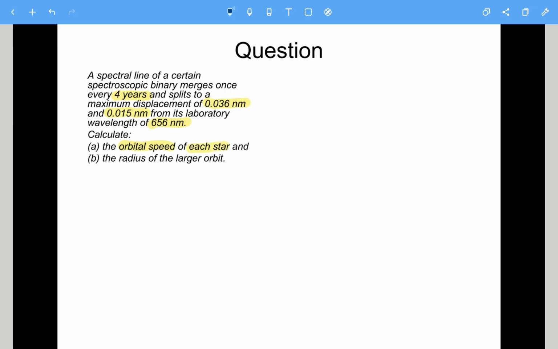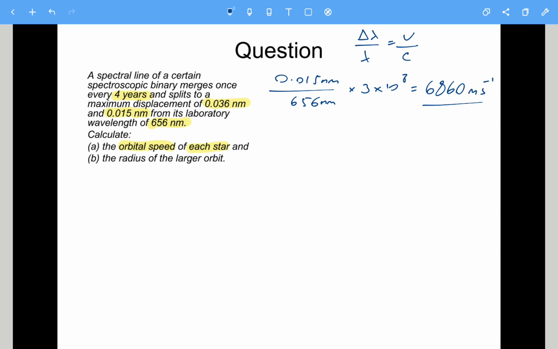So we're going to use the Doppler shift equations. We'll do the slower star first, so that's going to be the least amount of shifting. So 0.015 nanometers divided by the source wavelength, 656 nanometers. We're using the change in wavelength over source wavelength equals v over c. So we rearrange that to find v: we times through by c, so times 3 times 10 to the 8. That gives 6,860 meters per second, or 6.86 kilometers per second.